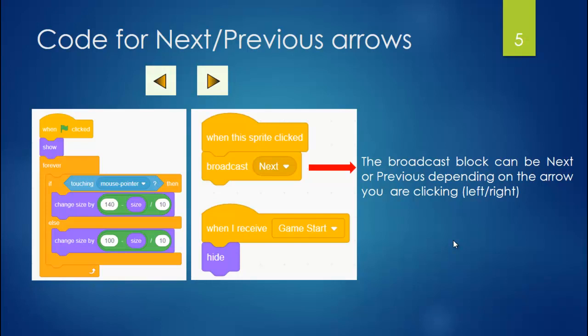The next slide is the code for the next and previous arrows. The meaning of the code is that when the sprite is clicked, it sends a message to the car selection sprite and the sprite switches to the next or previous costume. To make it more realistic, the other set of blocks get to work. The meaning of the blocks here is if the mouse pointer is touching this sprite, it makes the sprite appear larger than the normal size.